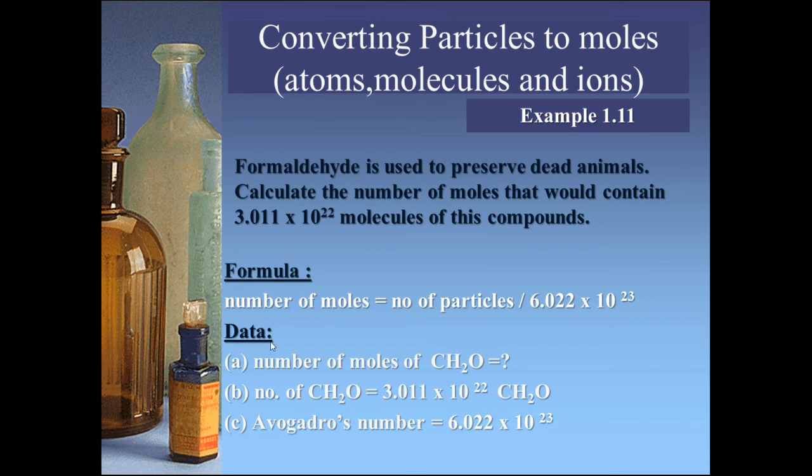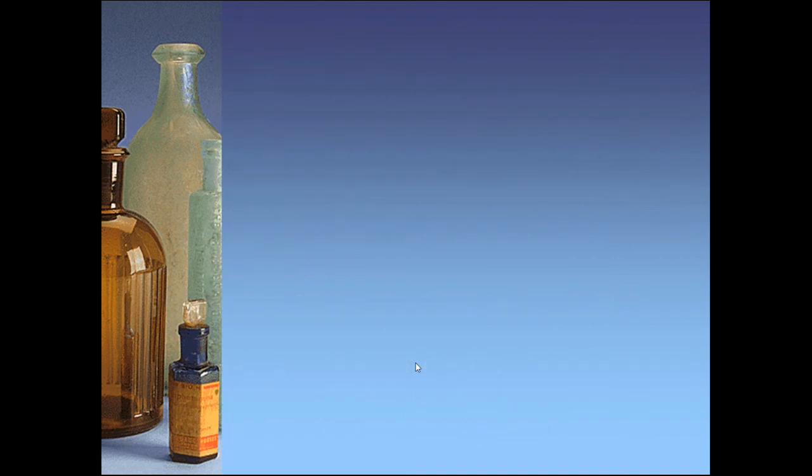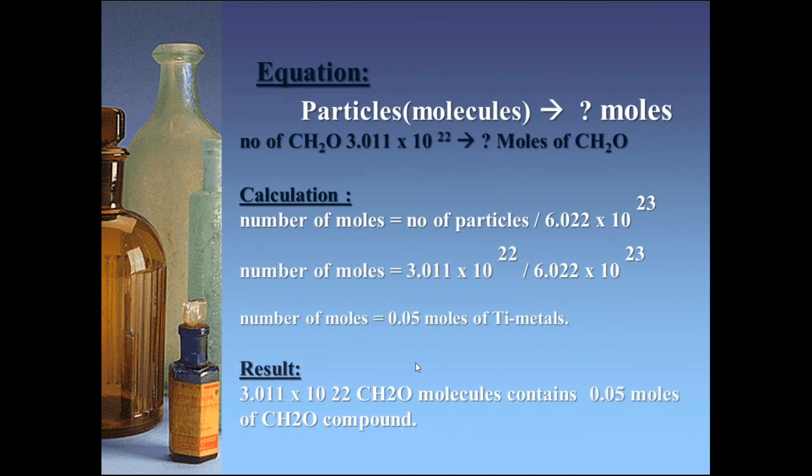Arrange the data. Number of moles of formaldehyde, CH2O, we have to calculate. Number of formaldehyde molecules is given, 3.011 × 10^22 molecules, and the Avogadro number, that is a constant, 6.022 × 10^23. Now the equation: particles already given, that is 3.011 × 10^22, and moles we have to calculate.